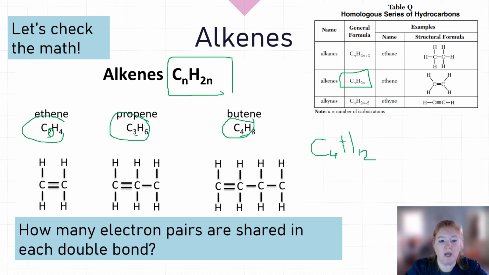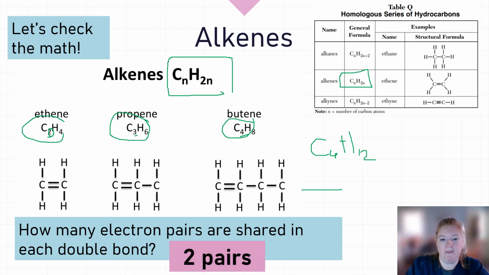How many electron pairs are shared in each double bond? Here's where the language matters. Notice how this one is asking about pairs. It's 2 pairs. Each bond is 1 pair of electrons, or 2 electrons. So in a double bond, there are 2 pairs. Each bond is 1 pair or 2 electrons.